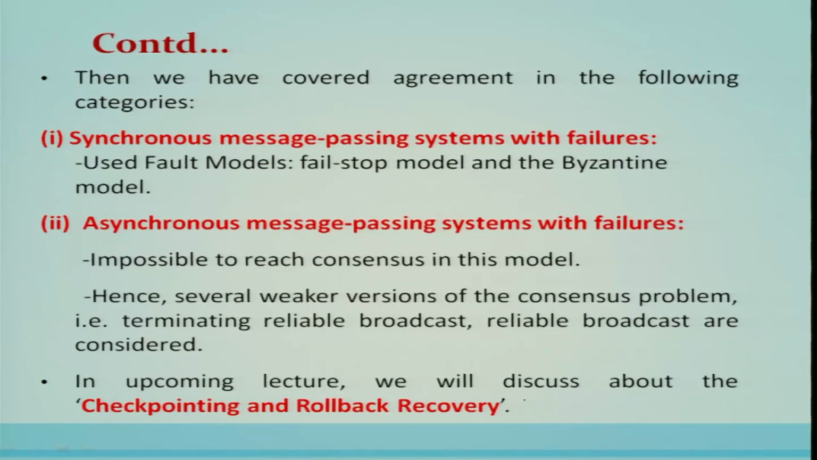Then we have covered the agreement in the following categories: synchronous message passing systems with failures, using the fault models fail-stop and Byzantine models. We have seen two different algorithms. For asynchronous message passing systems with failures, we have shown the FLP impossibility condition in this problem setting. It is impossible to reach consensus in this model. Hence several weaker versions of the consensus problem, such as terminating reliable broadcast, are considered.